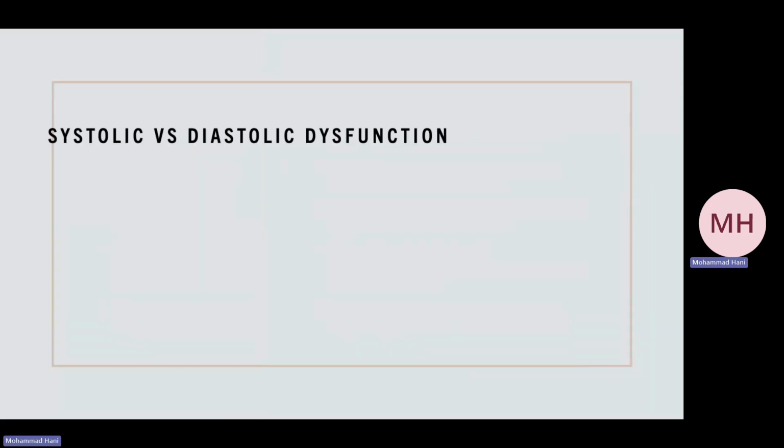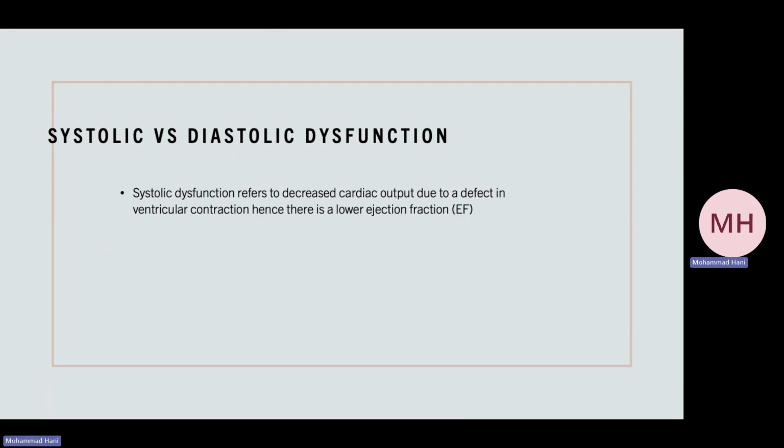So apart from having right side and left side heart failure, you can divide it further functionally into either systolic or diastolic dysfunction of the ventricles. So when you have a systolic dysfunction, you have a decrease in the cardiac output because of a lower ejection fraction, and it's mainly due to ventricular dysfunction.